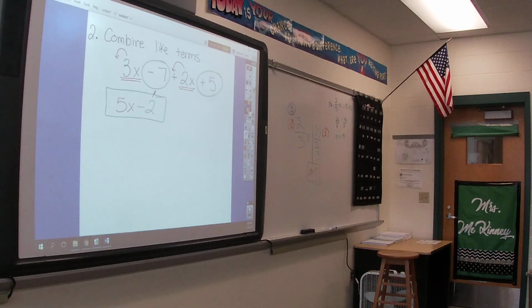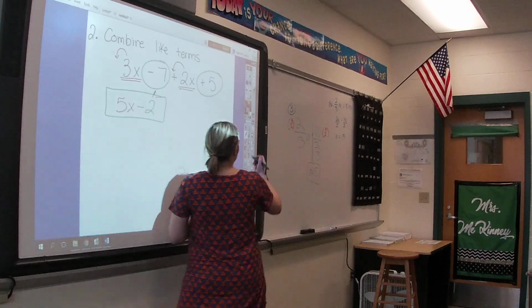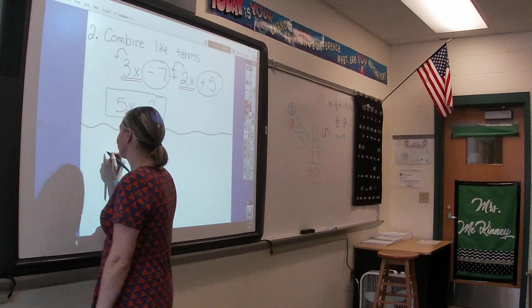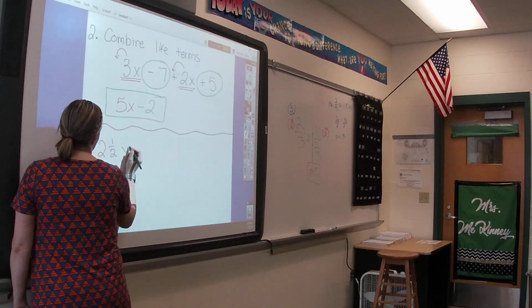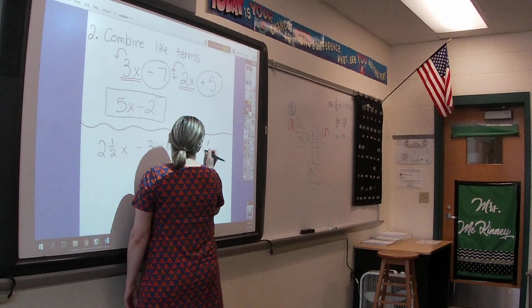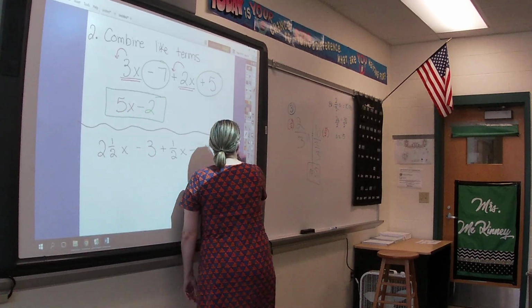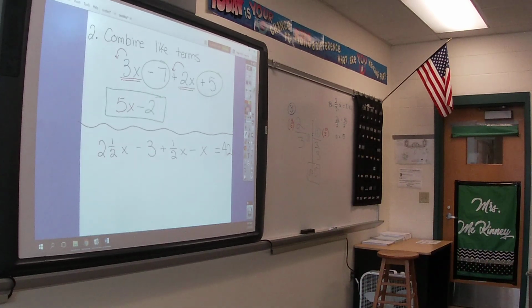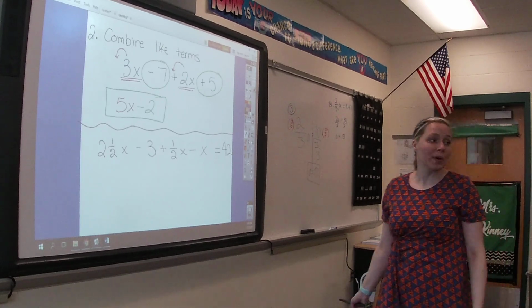Now, you can have a lot of like terms to combine. You can have no like terms to combine. So be prepared for something that might say equals whatever. Hey, don't look at this and say, ooh, yep, those are fractions. I don't do fractions. Right? Because we all do fractions now because we have a calculator that we can use to help us.